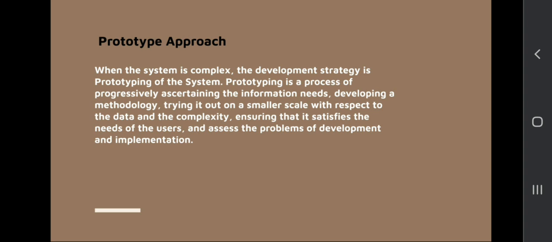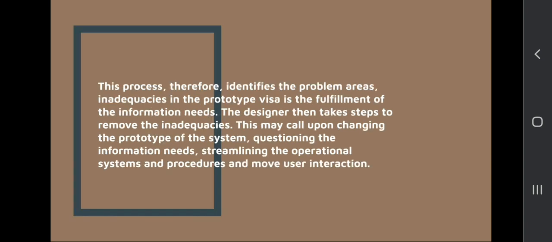Prototype approach. When the system is complex, the development strategy is prototyping of the system. Prototyping is a process of progressively ascertaining the information needs, developing a methodology, trying it out on a smaller scale with respect to the data and complexity, ensuring that it satisfies the needs of the users, and assessing the problems of development and implementation. This process therefore identifies the problem areas and inadequacies in the prototype vis-a-vis the fulfillment of the information needs. The designer then takes steps to remove the inadequacies. This may call for changing the prototype of the system, questioning the information needs, streamlining the operational systems and procedures, and more user interaction.